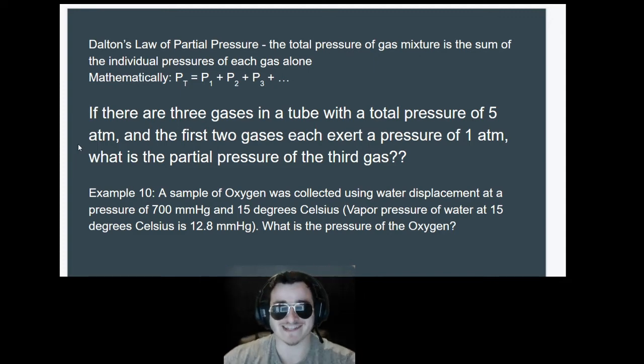200 IQ. Insane. So that is the most simple way of looking at Dalton's law of partial pressures. So let's look at this next example.